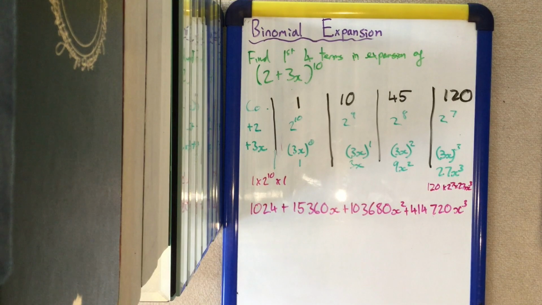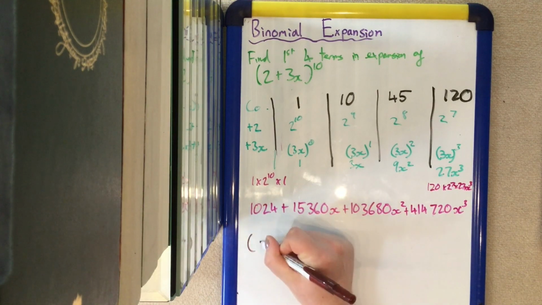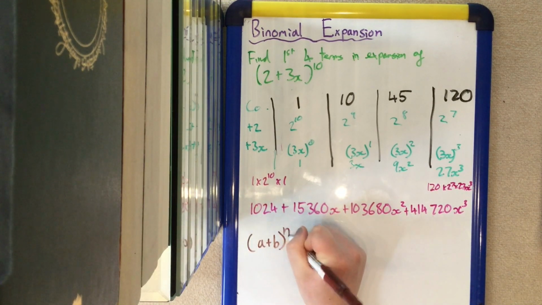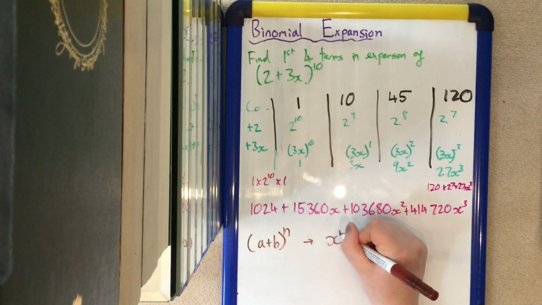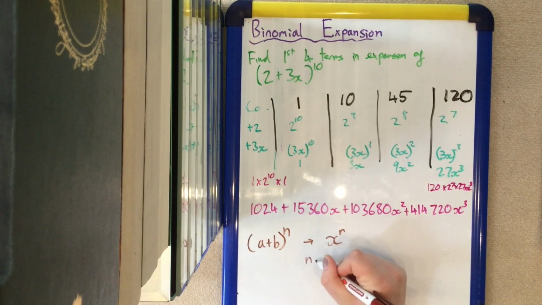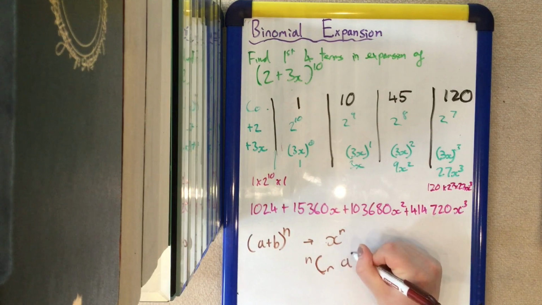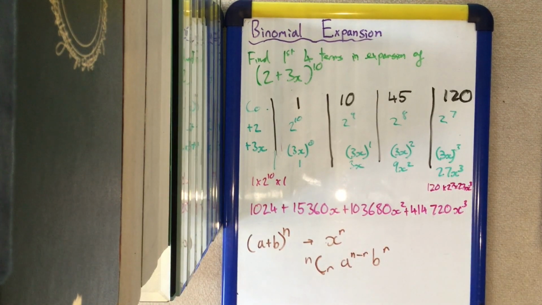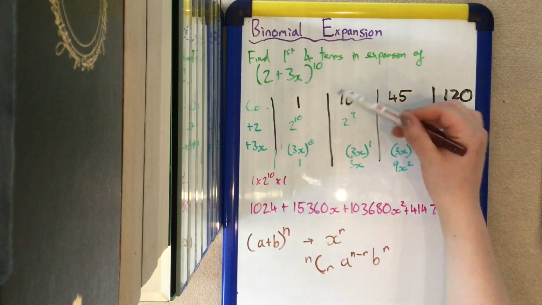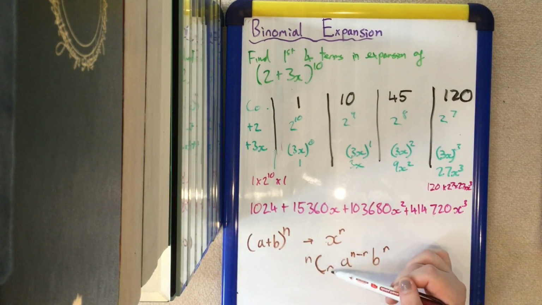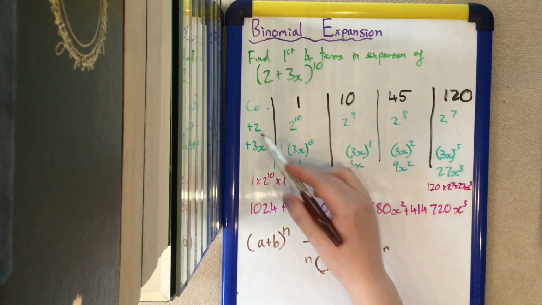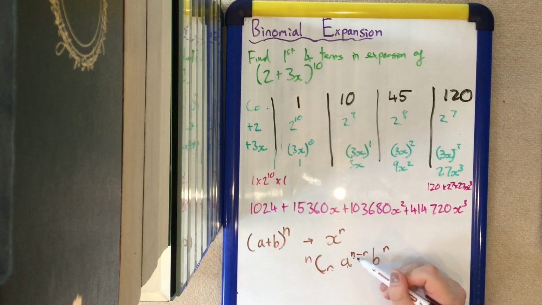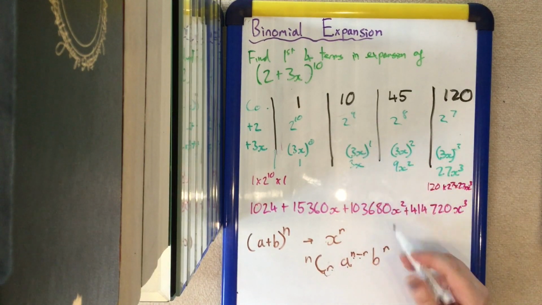The general way of expressing this is that for any binomial (a + b)^n, the term in x^r is given by n choose r, a to the power of n minus r, multiplied by b to the power of r. And you can see I've used that up here. So in this column, 10 choose 1 gets me this 10. My a is this 2, to the power of 10 minus 1, which is the r I'm using, gets me 2^9, times b, which is this 3x, to the power 1.